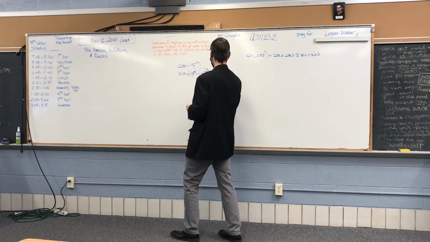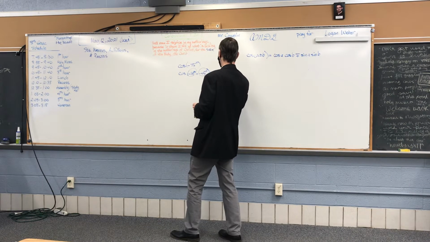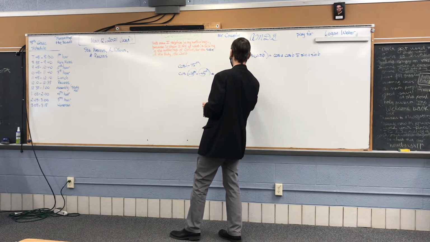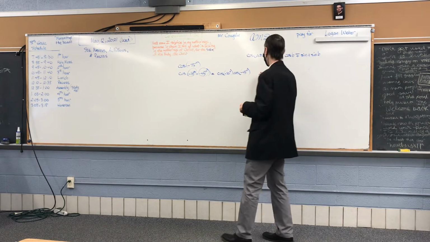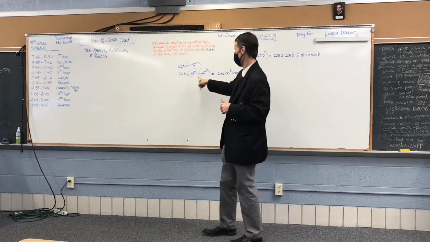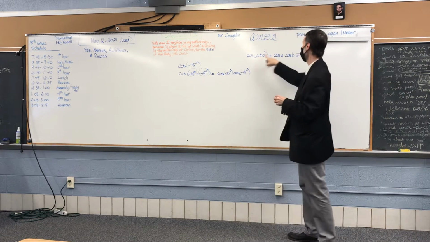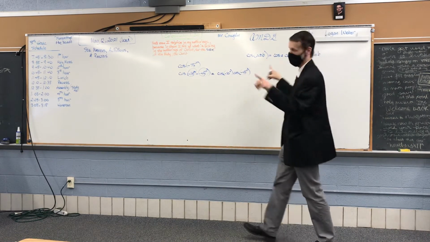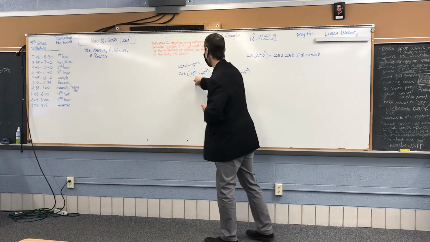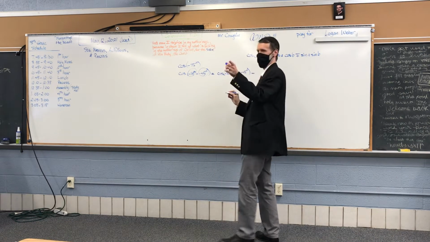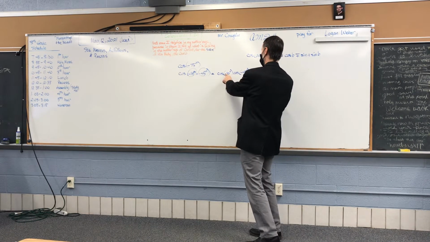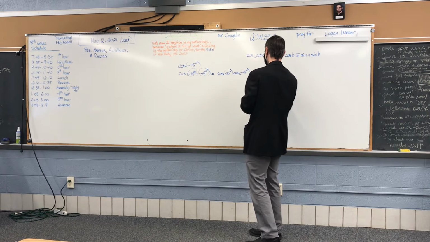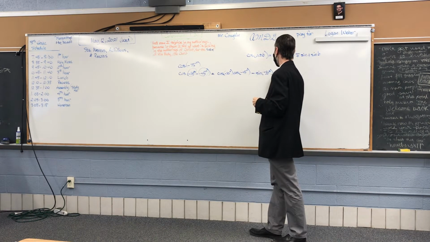Okay, cosine of negative 30, cosine of negative 45. What would you put here? We've got to pick one. If you do a plus here, you do a minus here. If you have a minus here, you do a plus here. They did a plus, we do a minus. And then minus sine of negative 30, and then sine of negative 45. Correct.